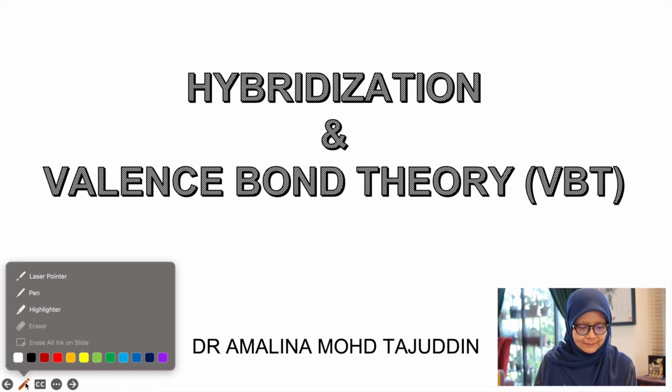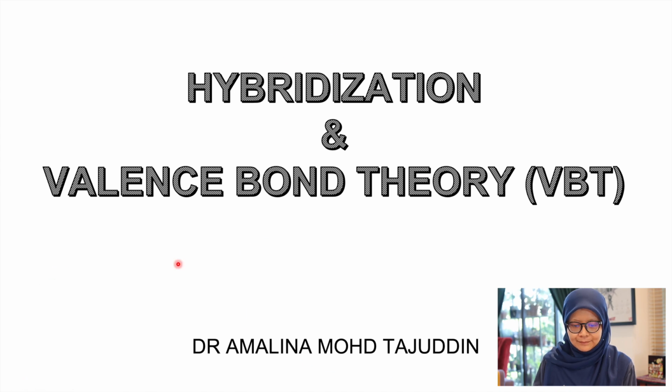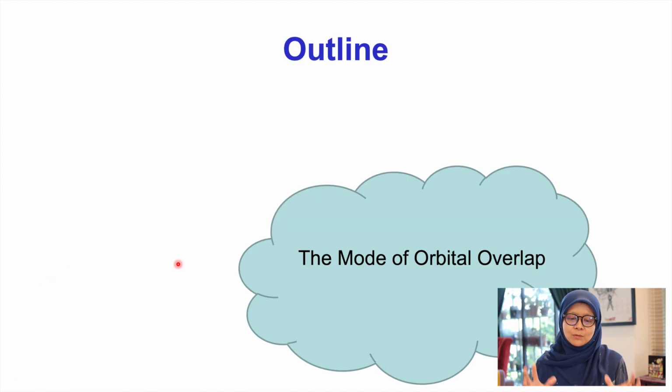So for today, we are going to continue with the hybridization and valence bond theory, or known as VBT. So the first one is where we will be discussing the mode of orbital overlap, because as you know, we have overlapping of molecular orbitals that form the sigma and also pi bonds.